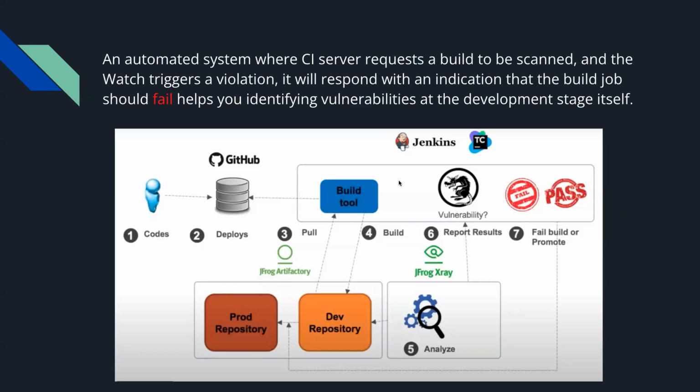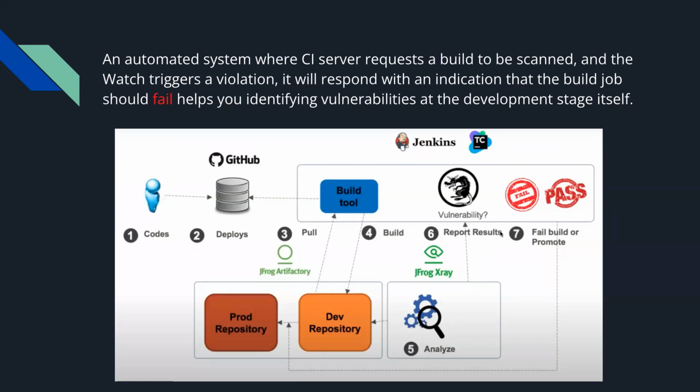So I just wanted to give you a pictorial view of an automated system that we have in our company, where the CI server requests a build to be scanned as soon as the developer pushes the code into the source system, be it GitHub or any VCS system. And then the pre-configured Xray will watch the triggers, and when it finds a violation, it will respond with an indication that the build job should fail. That helps you identify vulnerabilities at the development stage itself.